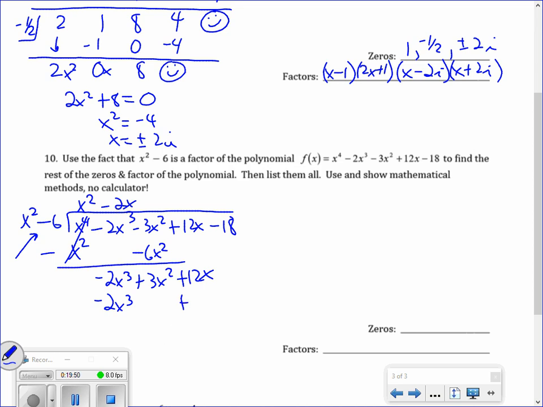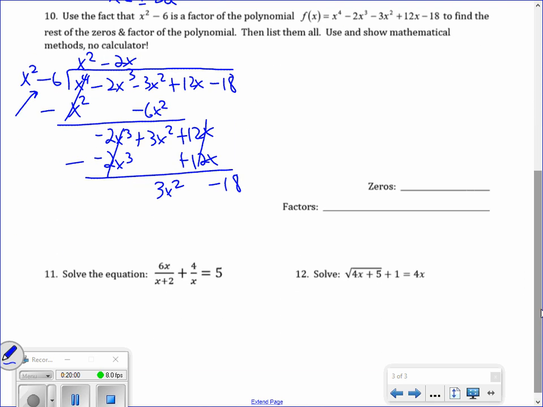All right, so subtract. This cancels and this cancels, but that's fine. So I'm bringing down 3x squared, and I have a minus 18. Well, that's good that this is skipping one because so does my x squared minus 6. So to make x squared into 3x squared, I get positive 3. So I'll multiply that, I get 3x squared minus 18. So perfect. Subtract, they both go away. Remainder 0 like it's supposed to be.